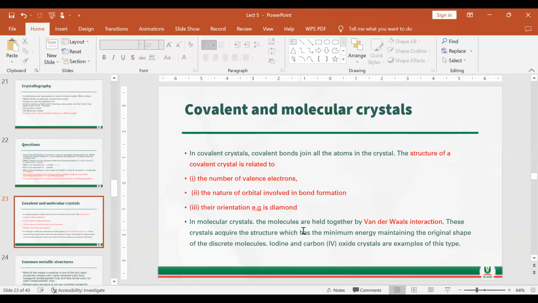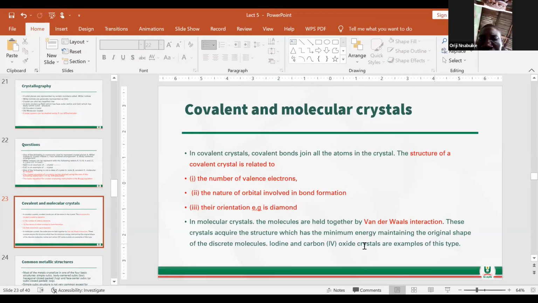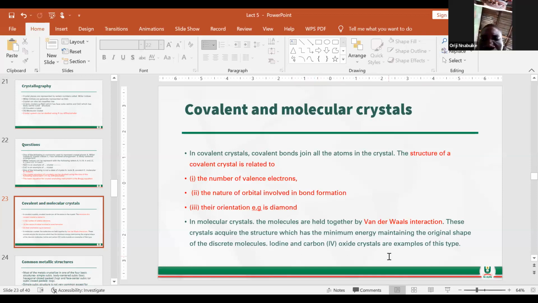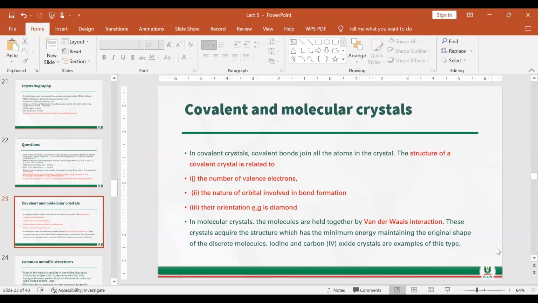In molecular crystal, the molecules are held together by van der Waals interaction. This crystal acquires the structure which has a minimum energy, maintaining the original shape of the discrete molecules. Iodine and carbon tetraoxide crystals are examples of this type of crystal. That is molecular crystal.